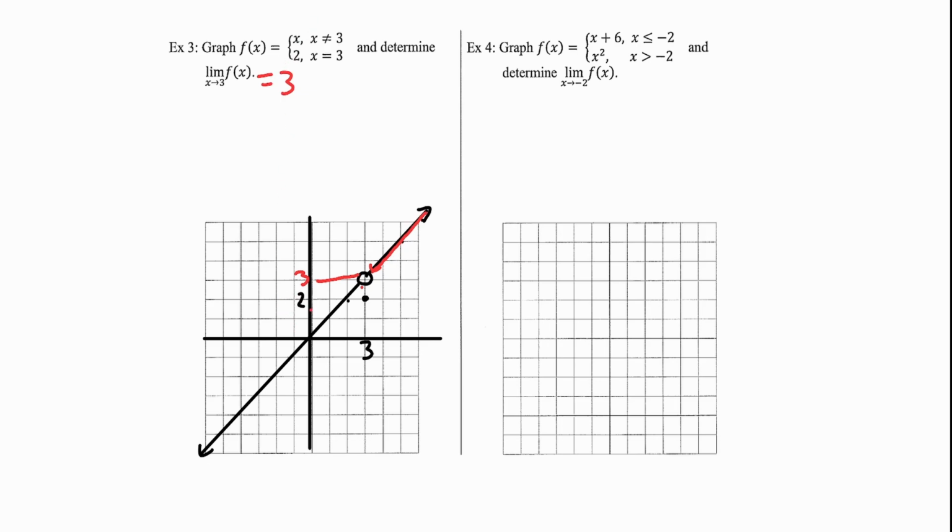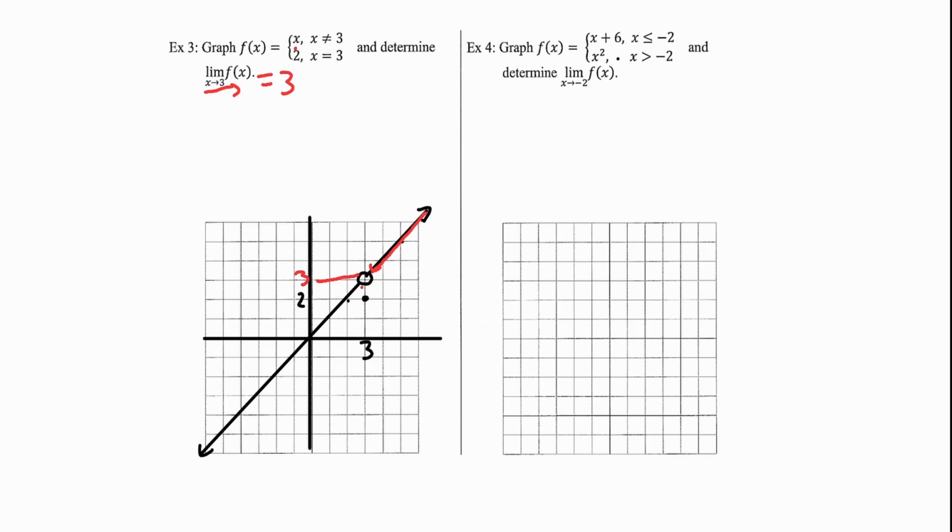Now, you may be asking, why is it not equal to 2? Well, if we take a look at our function, it is equal to 2 when x is equal to 3. And we're asked to take the limit as x approaches 3, not equal. So it will not be equal to 2, rather than 3. Let's take a look at our next example.